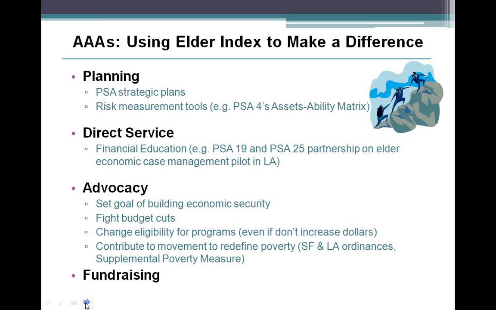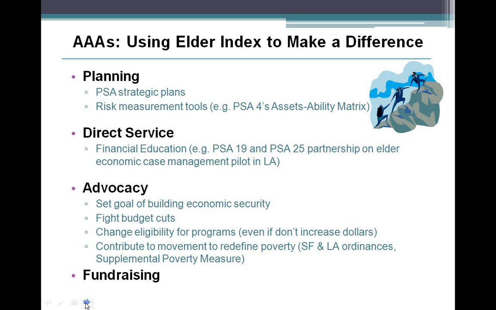In the case of PSA 4, they've developed an accessibility matrix where they've used the Elder Index as a way to measure the risk that is facing the older adult in their particular service area. And in addition, as a planning tool, it's also being used as a direct service advocacy and fundraising tool by the AAAs.